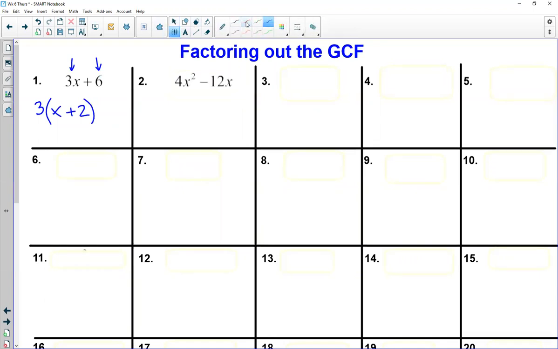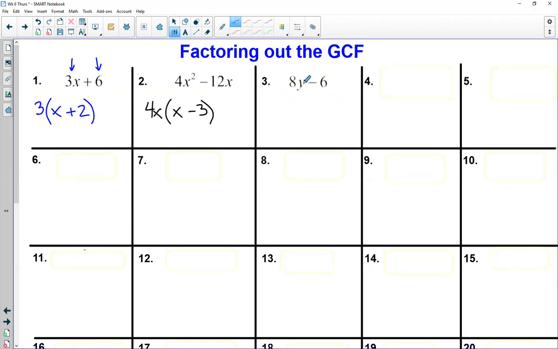Looking at our next one, we're going to go ahead and pull out something that both of these share. Now notice that they both have a whole number that is able to be factored by 4, and also they both have an x, so I'm going to be able to pull out a 4x. So I have 4x times x will give me 4x squared, 4x times negative 3 will give me negative 12x.